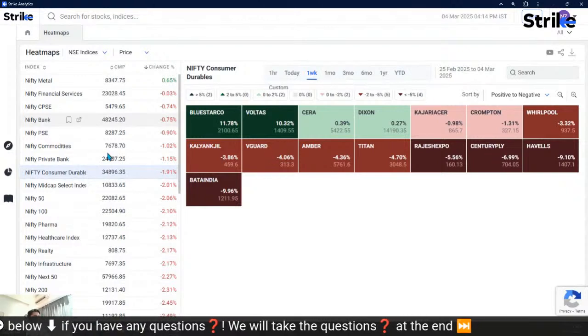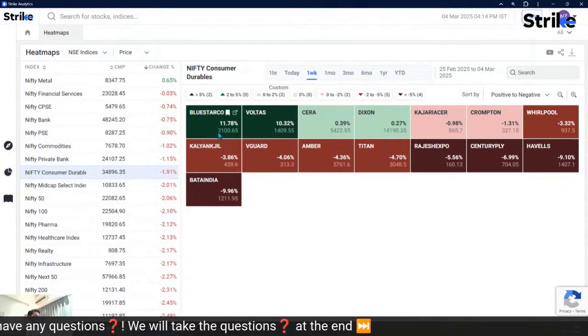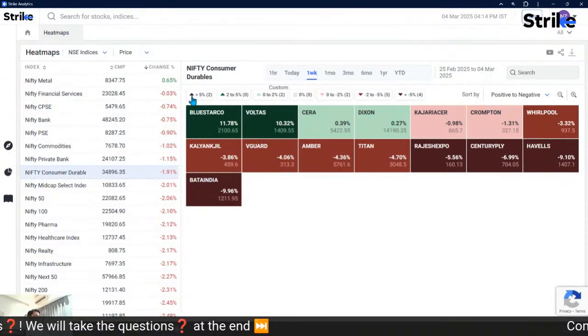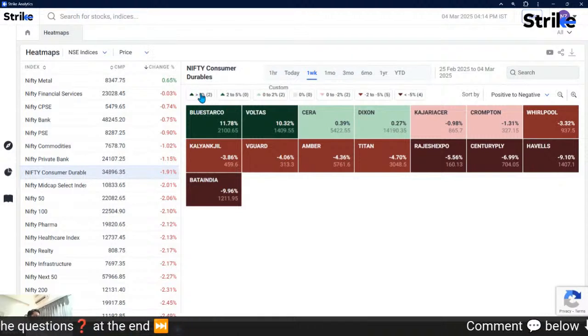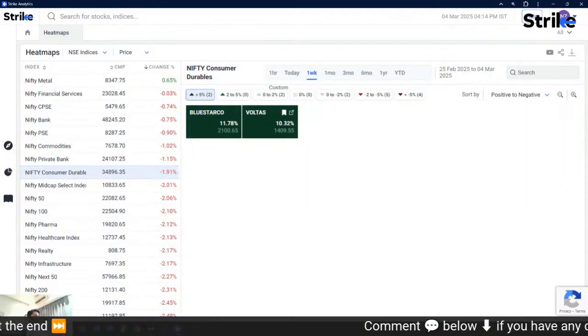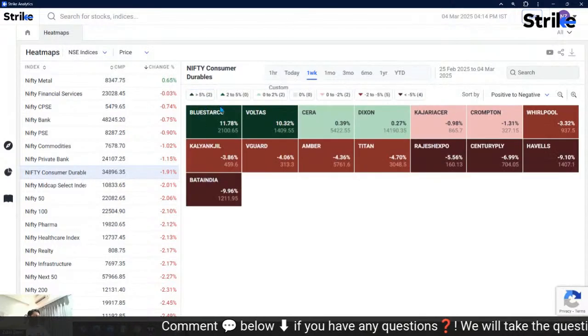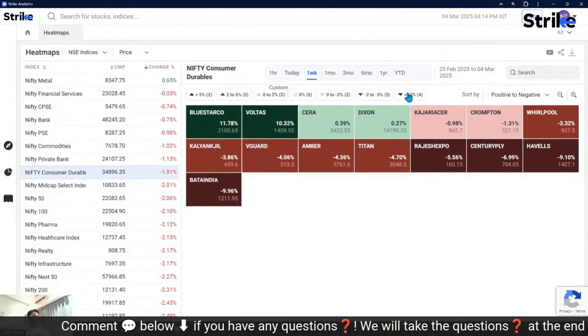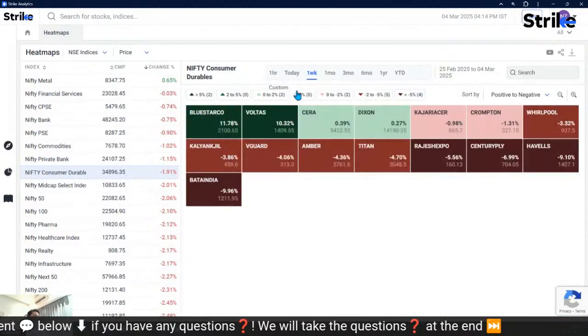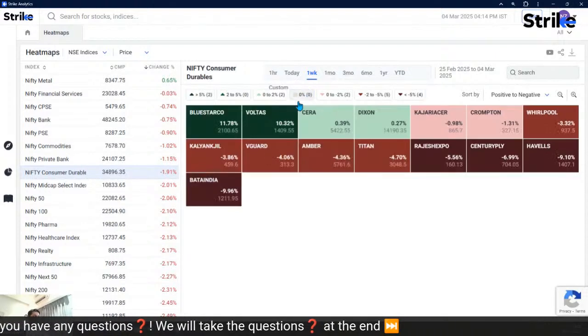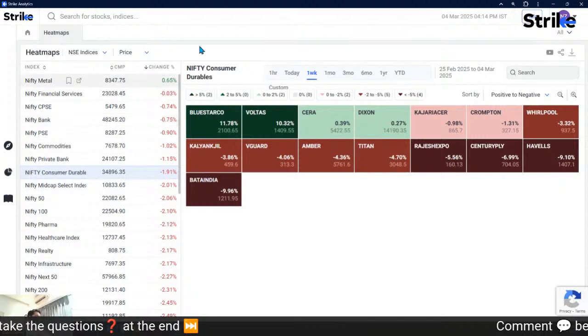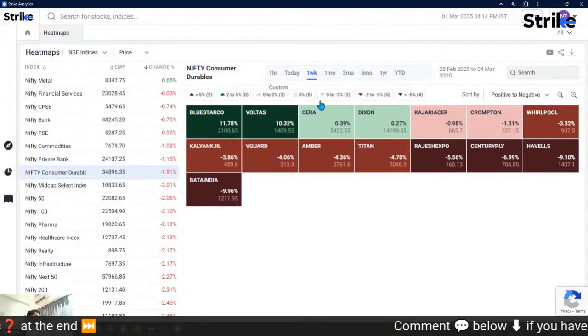Now over here, if you want to look at only the performers, you can just click on this, 5% above. So there are these two stocks, which will be enabled. You click once again and it will go away. Similarly, the underperformers, and the neutral ones, there were no neutral, which did not change in terms of percentage. All right, so these are some of the features that you can use.